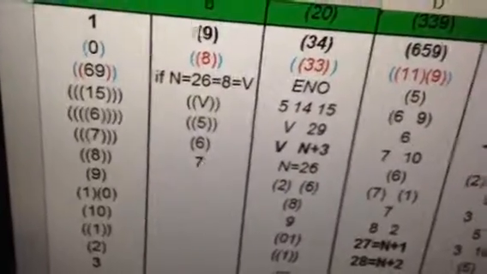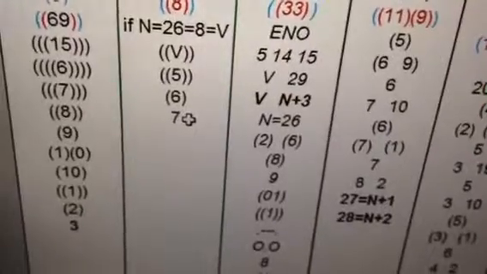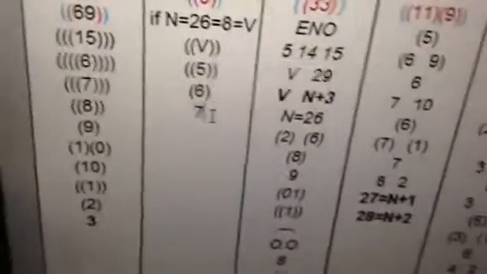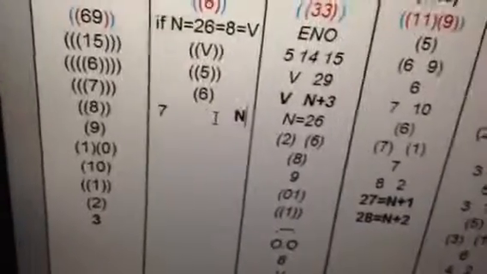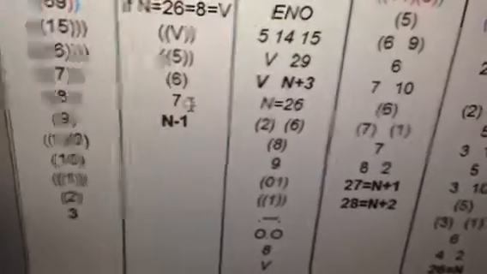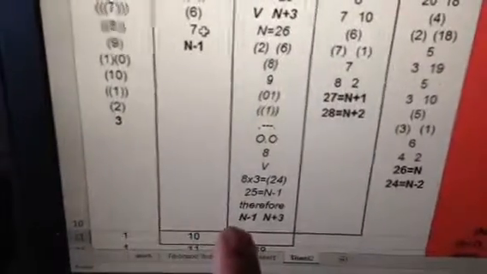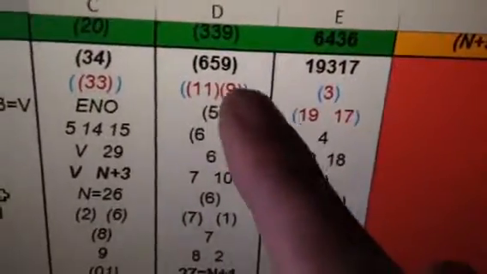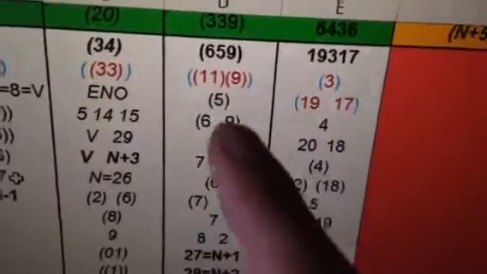So this right here, 7, would be an n minus 1 as well. Control B, n minus 1. Alrighty then. So isn't that interesting? So we have a 3, we have an n minus 1, n minus 1, n plus 3. So go over here. Okay, 659 can also be an 11, 911, okay, like that.